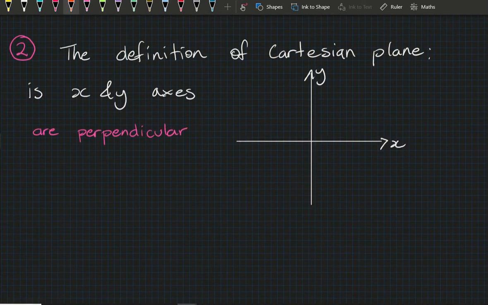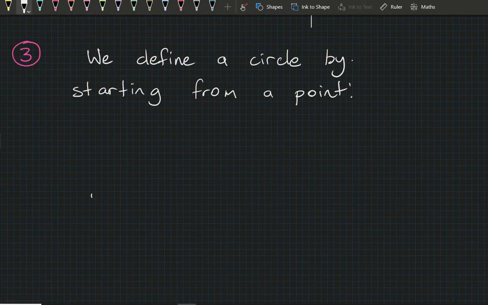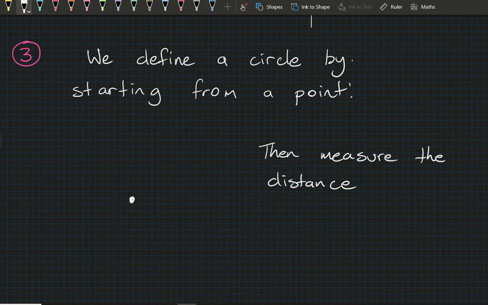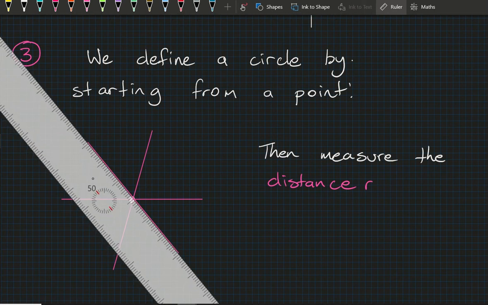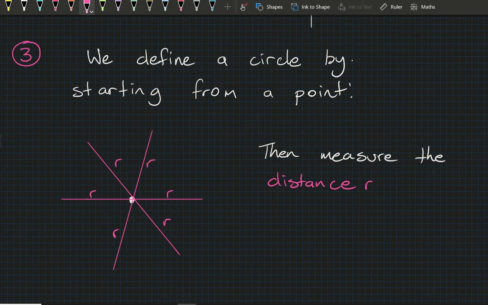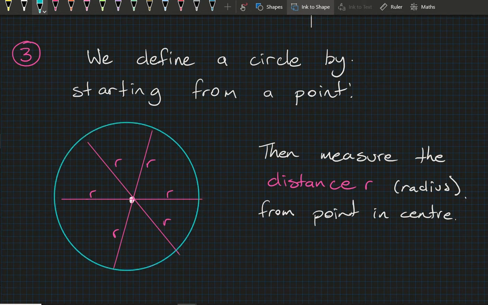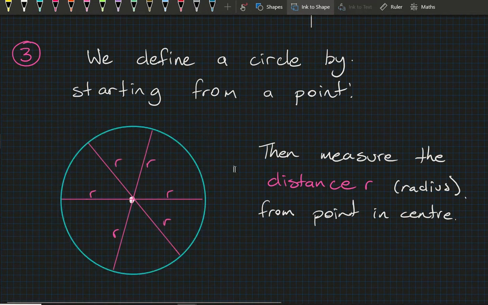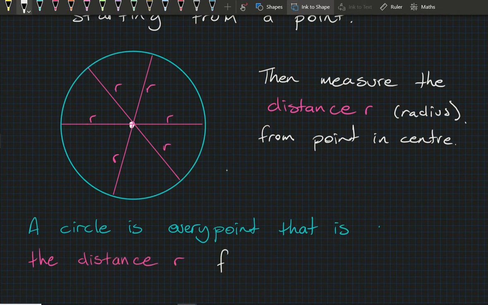And finally, we define a circle by starting from a point, such as this one, and then measuring the distance r, which I'll do with this ruler. I think I got one of these lengths wrong here. I've used 3 centimeters here, but all of these are some magical distance r. This length here we define as the radius, and of course the radius is measured from that point in the middle. Our circle is every point that, once I adjust this picture, will be that distance from the center. So let me just write that down: a circle is every point that is a distance r from the center.